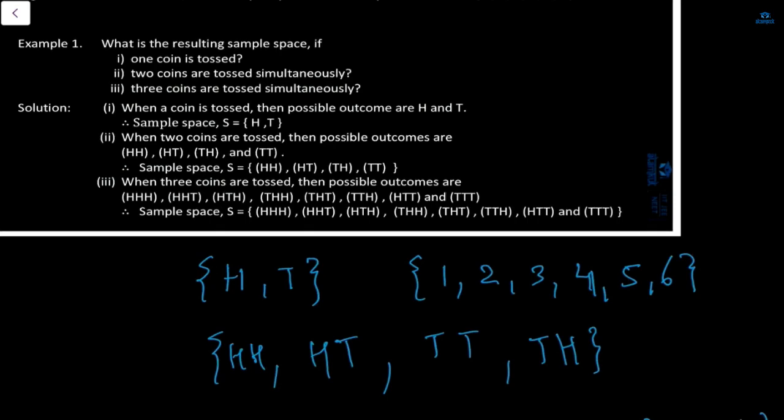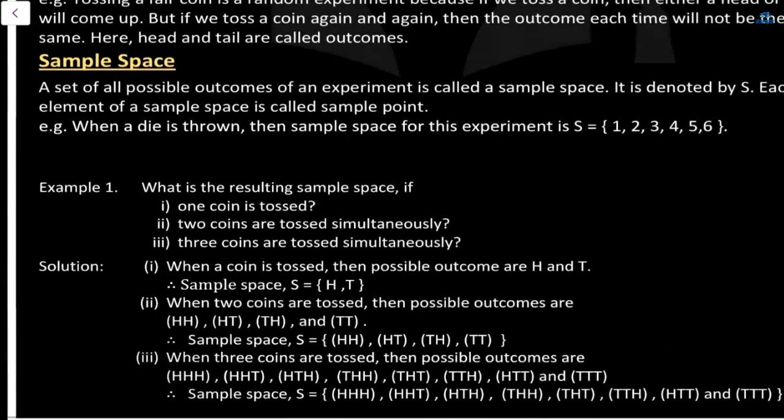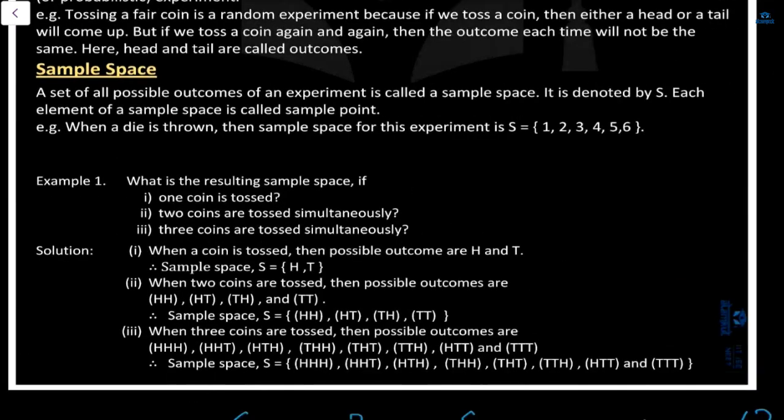Sample space is nothing. See, you read this definition: a set of all possible outcomes of an experiment. Okay, experiment. You're throwing a dice. This is an experiment. So when you're throwing a dice, what are the possible outcomes? What can you get in this experiment? You can get 1, 2, 3, 4, 5, 6.